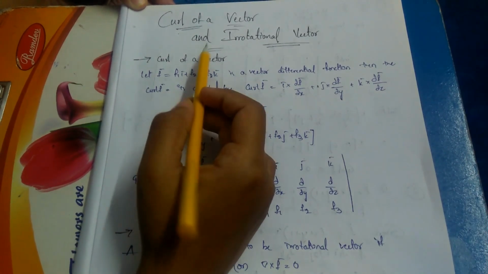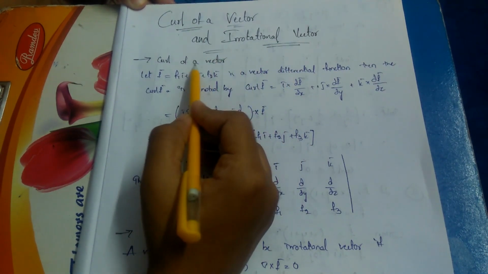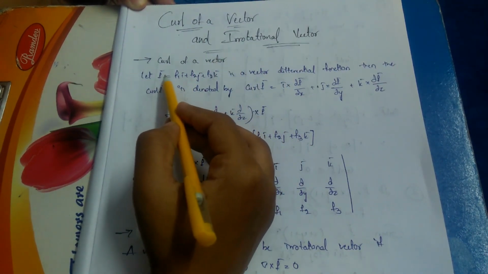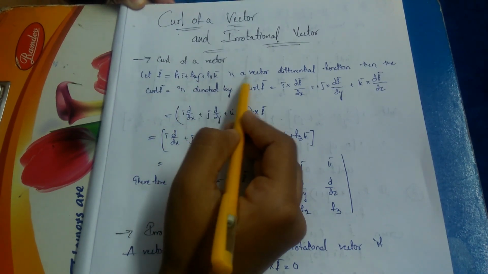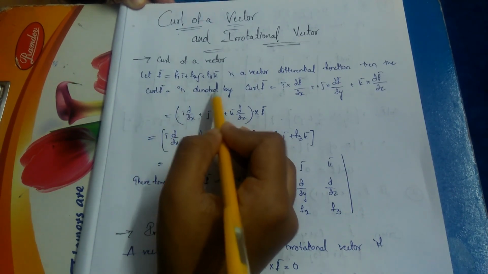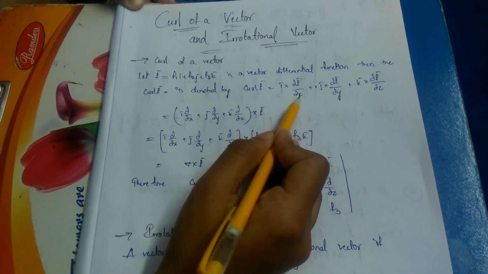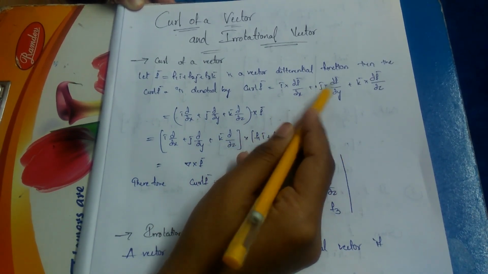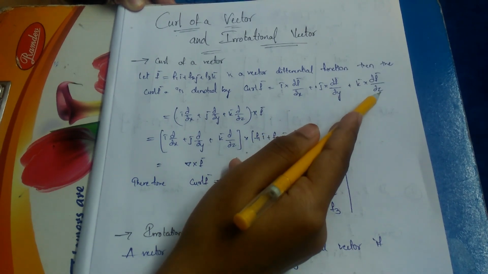Here's a new topic, that is curl of a vector and the irrotational vector. Let's see what is a curl of a vector. So that f bar is equals to f1 i bar plus f2 j bar plus f3 k bar is a vector differential function. Then the curl f bar is denoted by curl f bar is equals to i bar cross dou f bar by dou x plus j bar cross dou f bar by dou y plus k bar cross dou f bar by dou z.